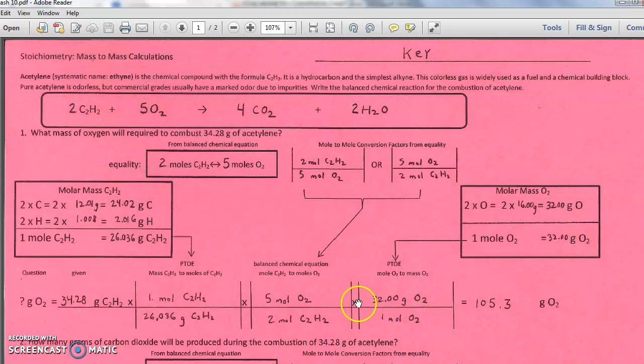If we forget to do that, if we know we've got moles of O2 here, it needs to cancel with moles of O2 there. So we take 34.28 divided by 26.036 equals, times 5 equals, divided by 2 equals, times 32 equals. We would have 105.3 grams of oxygen needed to burn 34.28 grams of acetylene, C2H2.